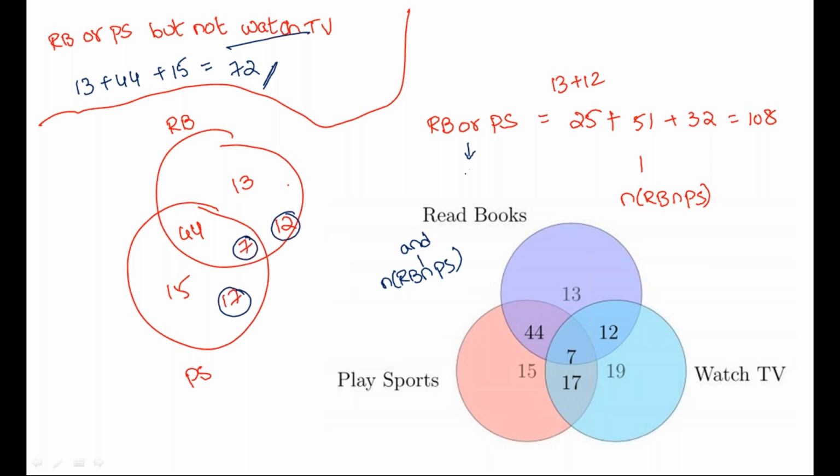Union is "or". If I use union, it's "or". Reading books, union meaning "or", and "and" meaning intersection. If I say intersection, reading books and play sports, then okay, I'll agree 44 plus 7. Guys, try to understand that terminology.